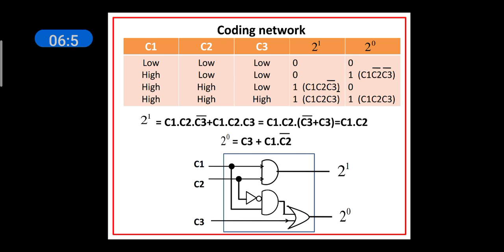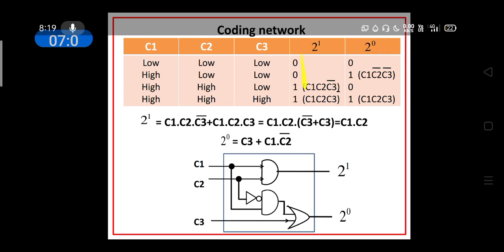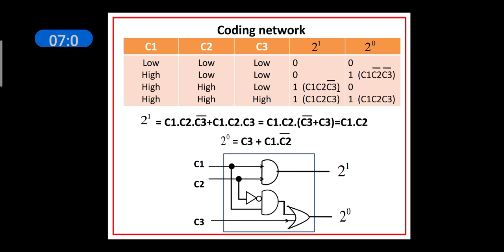Instead of writing 2 power 1 is equal to C1 dot C2 by using the sum of products method, we can compare the output of 2 power 1 with the inputs C1, C2 and C3. We can see that 2 power 1 corresponds to the input C2. So instead of using an AND gate for 2 power 1, we can directly give C2 to 2 power 1. The circuit will be a simplified one.